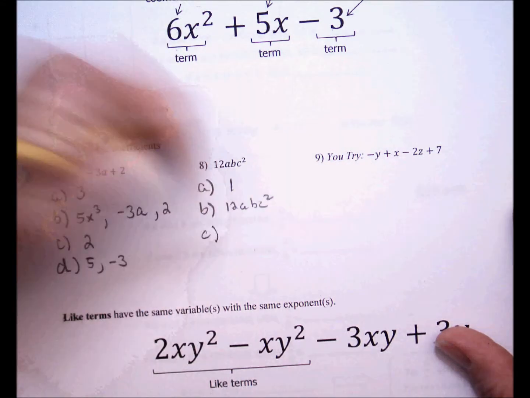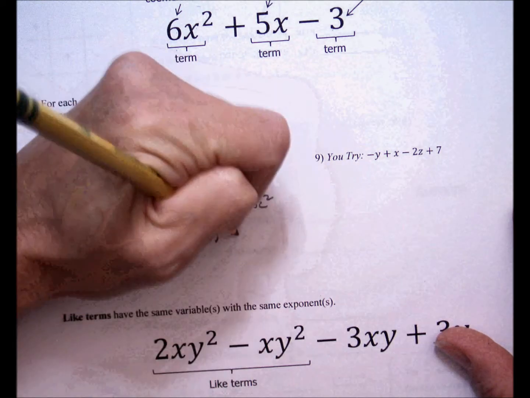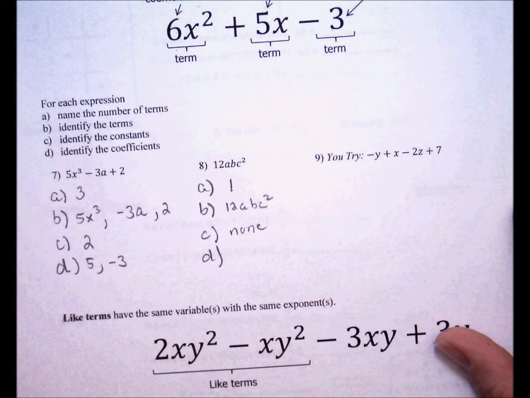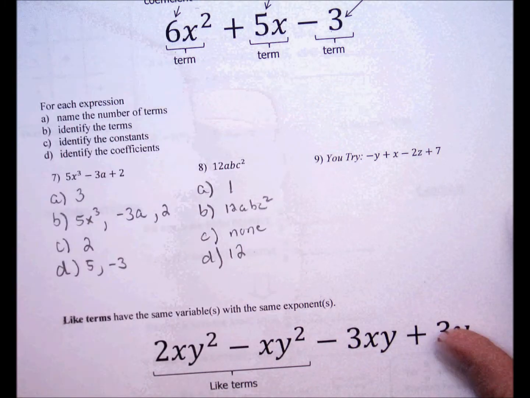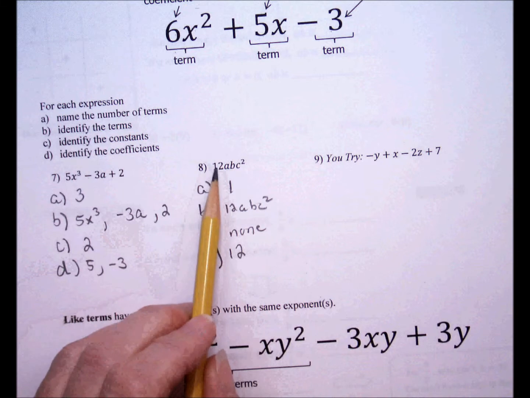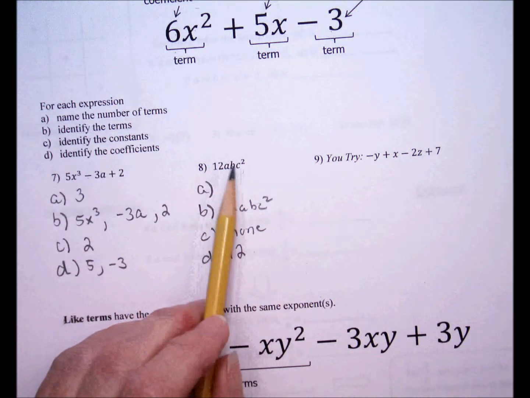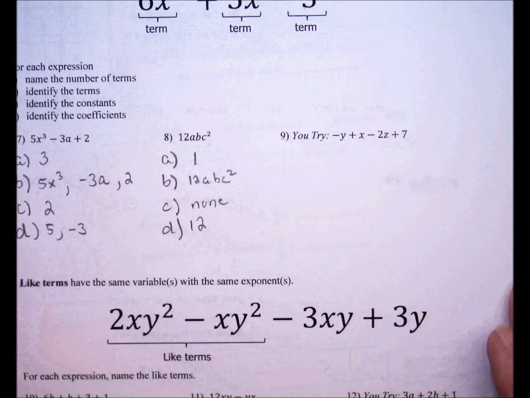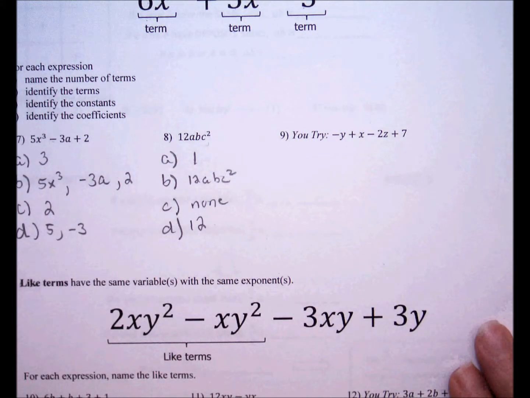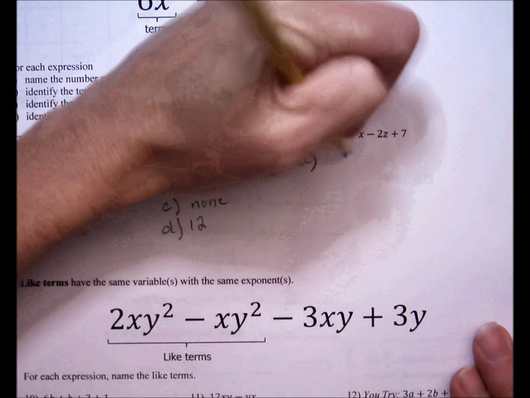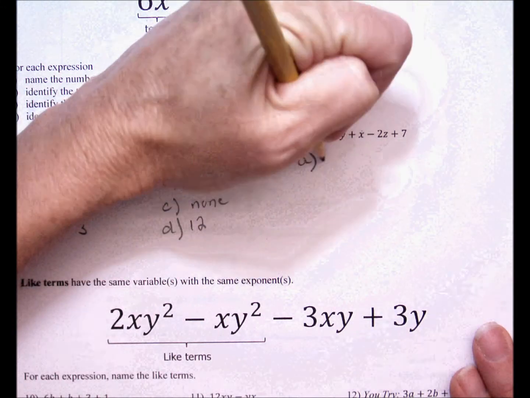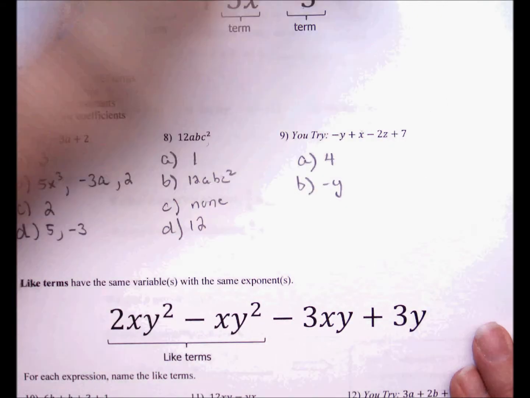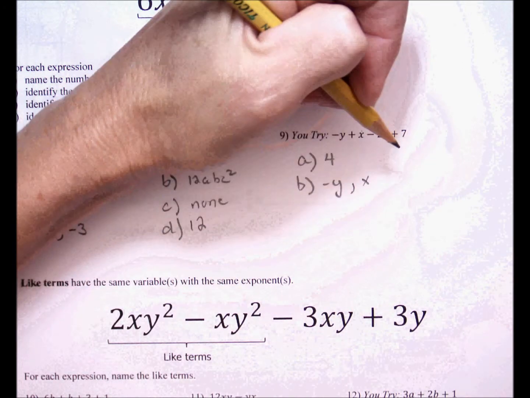All right. Name the number of terms in this one. Well, there's just one term. There are no pluses or minuses. So just one term. The term is 12abc squared. Identify the constants. There are none. Identify the coefficients. That would be 12. So it's the number that's in front of the variable or variables. Okay, so go ahead and pause your computer so that you can do the you try.